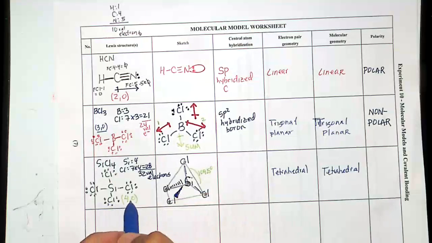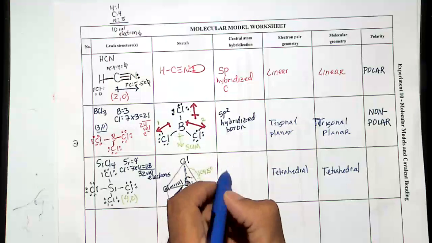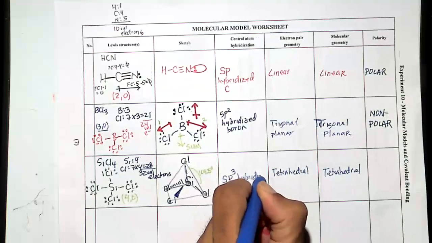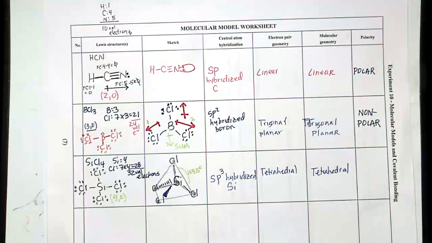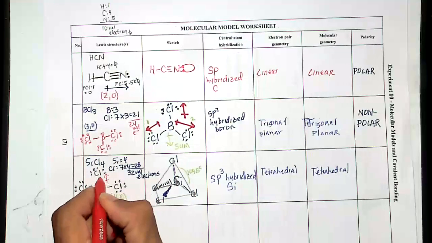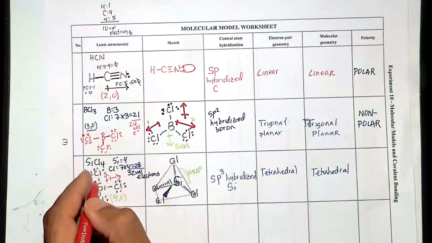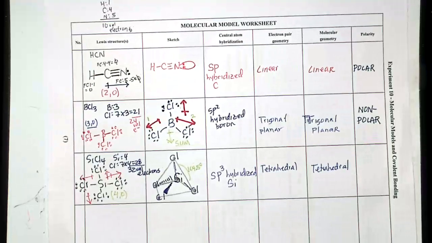And 4 bonds, 0 lone pairs. What is the hybridization? How will we get to 4? We take 1 from S. And how many from P? This is an sp3 hybridized silicon. Okay, finally, is this polar or nonpolar? Nonpolar is the right answer. This Cl cancels out that Cl, and that Cl cancels out that Cl. They all cancel each other. The poles of the electronegative chlorines cancel each other out. So this is nonpolar.